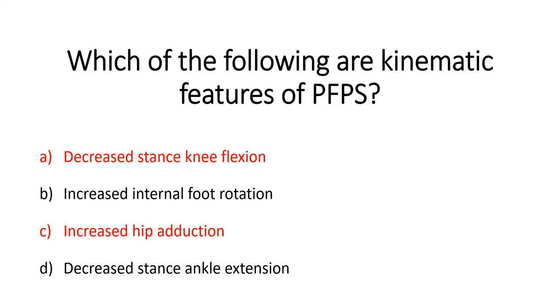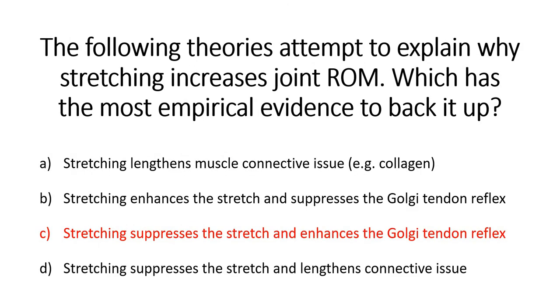So, our wordy question: the following theories attempt to explain why stretching improves joint range of motion. Which of them basically is the most accurate, and which is the currently most accepted one? It is, drumroll, C. Stretching suppresses the stretch reflex, which makes sense when you think about it. You're suppressing the stretch reflex, and enhances the Golgi tendon reflex.